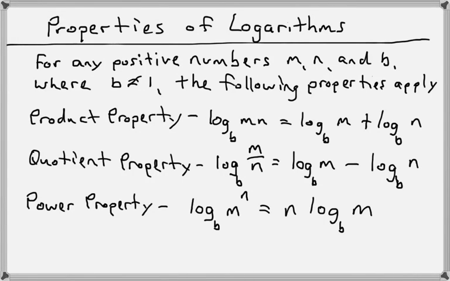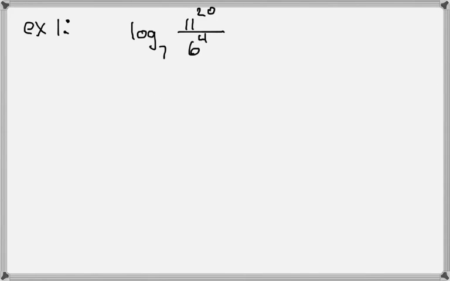In this video, we are going to go over how to use these three properties of logs to expand single logs into multiple logs. Let's look at our first example. Here we have the log base 7 of an 11 raised to the 20th over a 6 raised to the 4th. So first thing that should be standing out to us is we have this fraction right here. That is a quotient property, so we can automatically expand this single log into the difference of two logs.